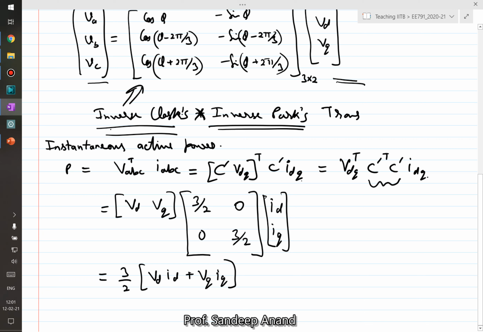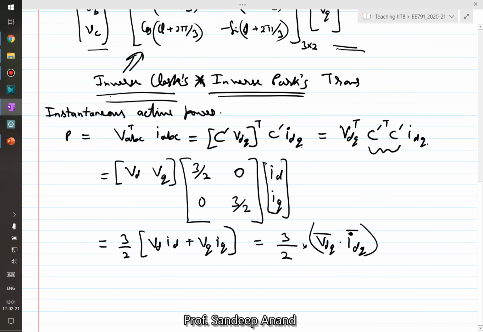Right? This is nothing but the instantaneous real power. You can also write this as 3 by 2 times the dot product of the voltage vector with the current vector, right? And the magnitude of that is nothing but the instantaneous power in this case. Alright, so this is the instantaneous power P in dq frames. For example, if you know VD, VQ, ID, IQ, then you can quickly find the instantaneous power by using this particular equation. Let me call it equation number 1.